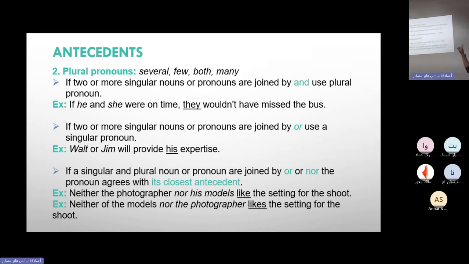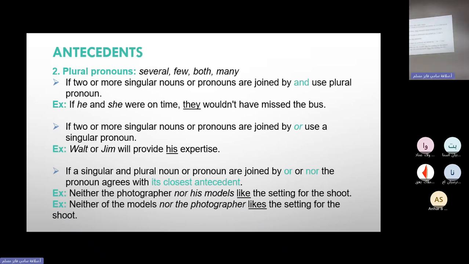Because of and. If two or more singular nouns or pronouns are joined by or, use a singular pronoun. Walt or Jim will provide his expertise.